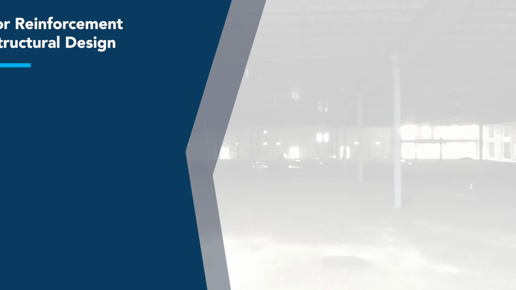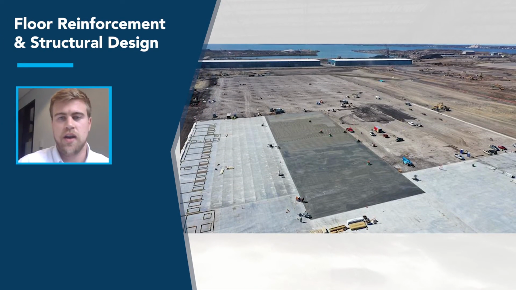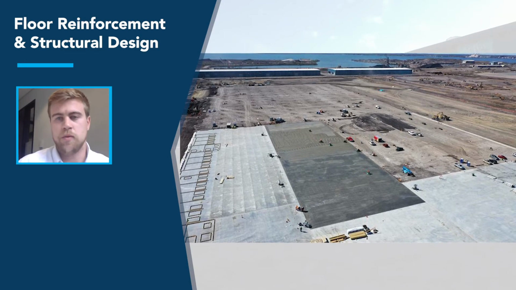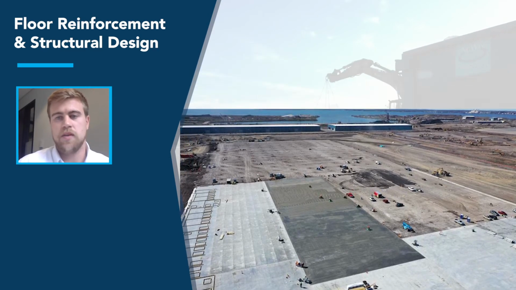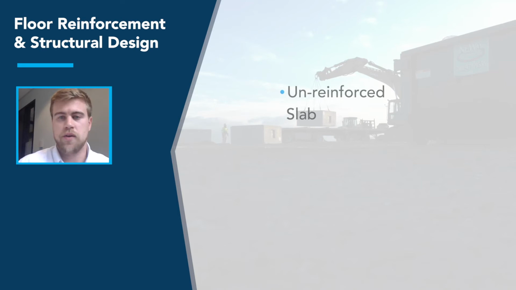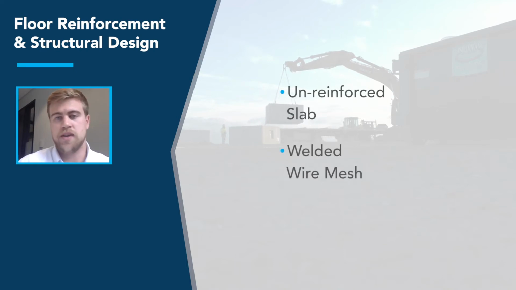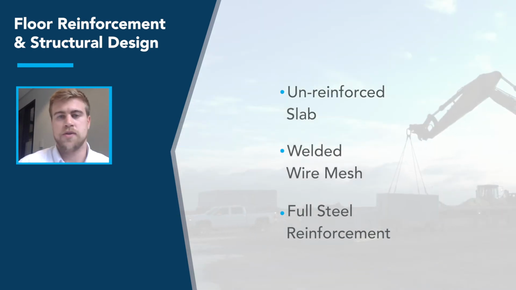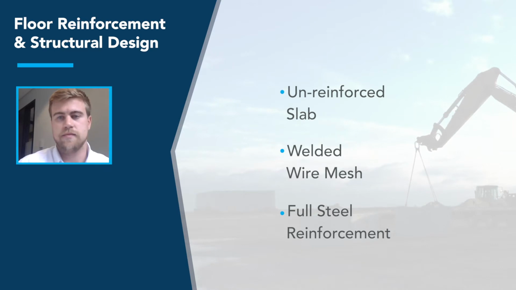For floor slab design, the first thing you need to consider is the structural design of that slab and the loads that will be put on the slab. What that means for you is you could either have an unreinforced slab on a 4-inch to 6-inch stone section, or you could have a reinforced slab employing welded wire mesh or full steel reinforcement bars to help bolster whatever loads you are putting on your floors in the end use.